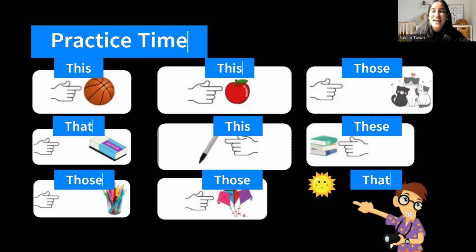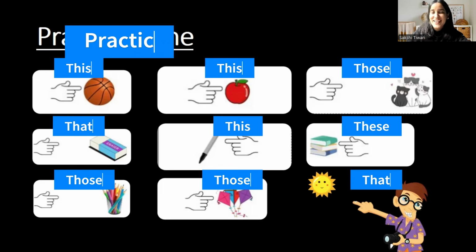Yes, great. I hope you were able to understand what demonstratives are. Demonstratives are the words that talk about things if they are here or far away from us, right? Great. With this, we've come to the end of our lesson. I hope you were able to learn and understand about demonstratives.